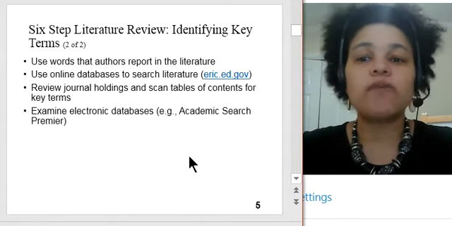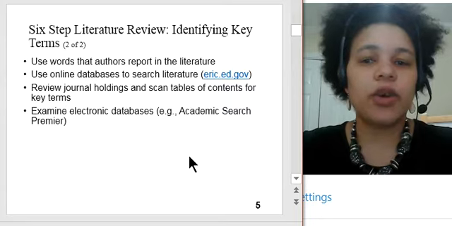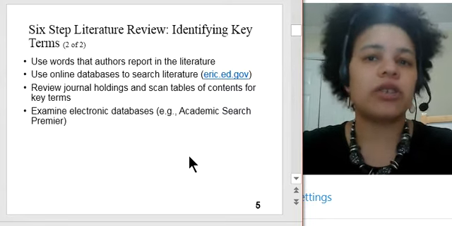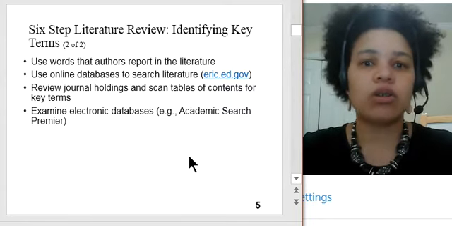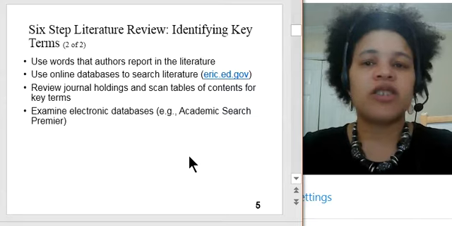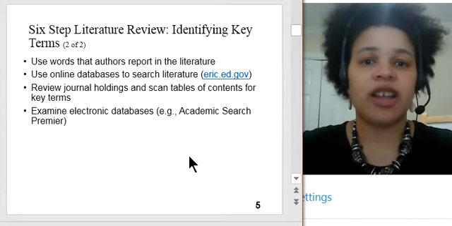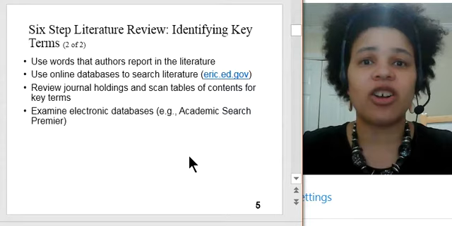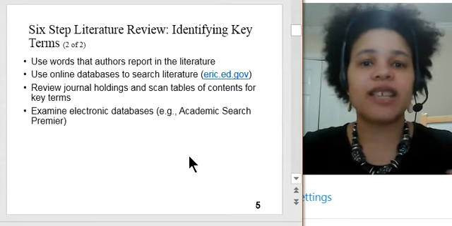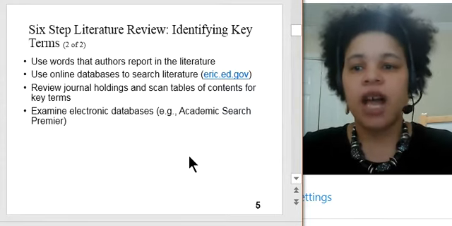Okay, you'd be using words that authors report in the literature if you know them. If you don't, usually you stumble across, oh, you know, they talk about uncertified. They also talk about emergency certified. They also talk about underprepared. Oh, okay. I see what terms are being used.